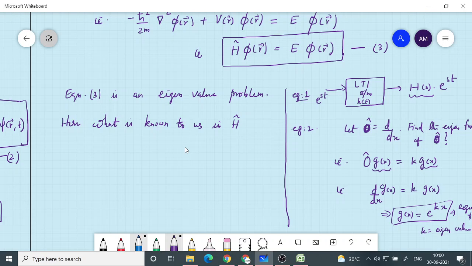So here what is known to us is the expression for the Hamiltonian operator, and what we need to find out are the unknowns.